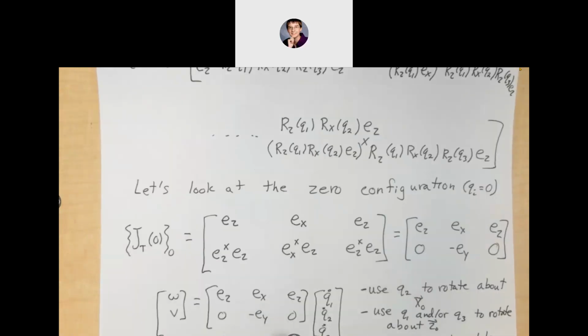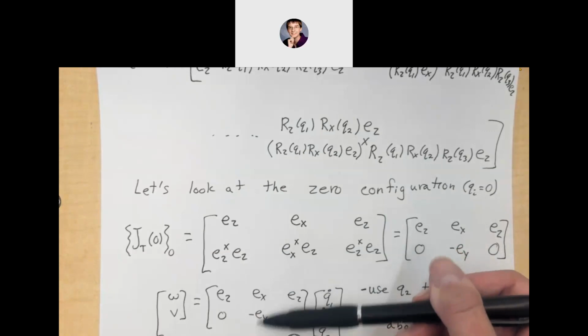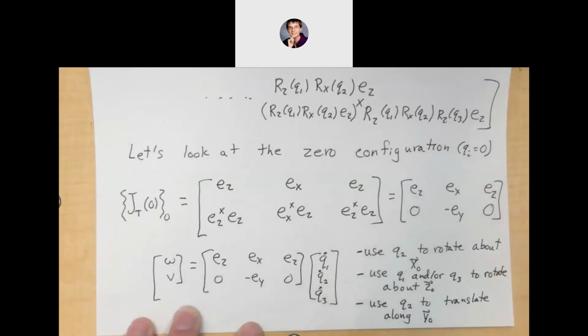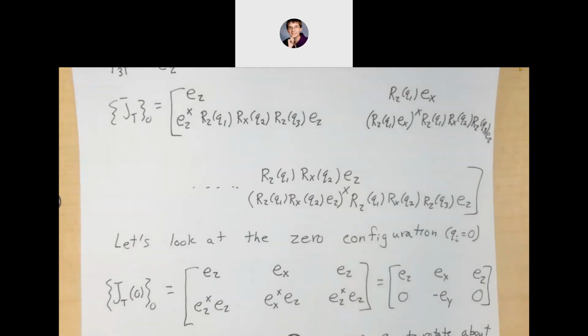And it also tells me when I look at this that if I only use Q1, I'm only going to get Z rotation. If I start moving Q2, I'm going to get some X rotation and Y translation. So it's a very, very powerful matrix in terms of what we expect our arm to do when we move certain joints.